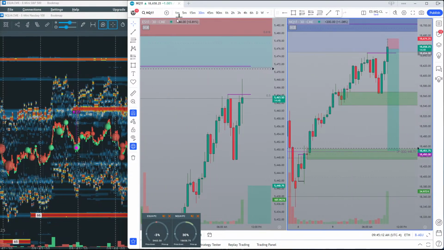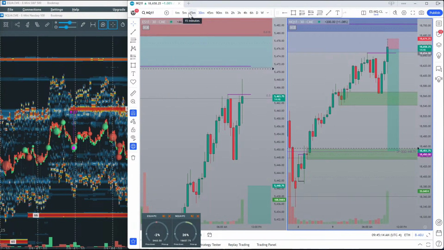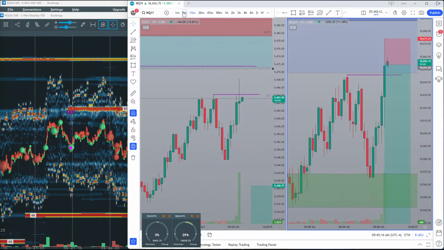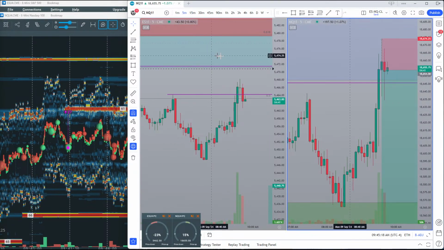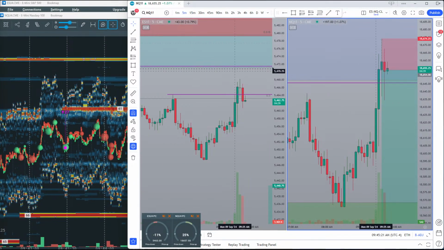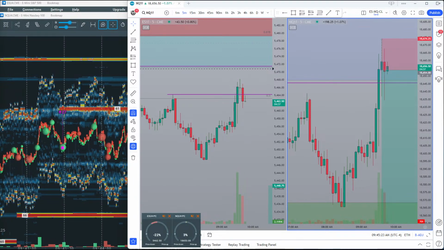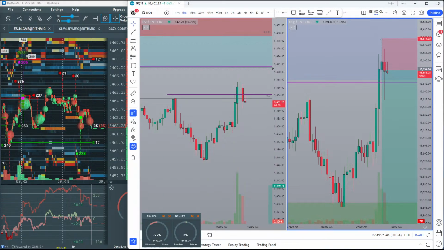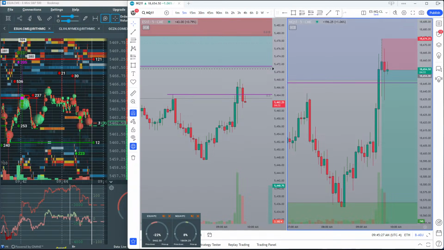Again, sort of waiting. Maybe let the 30-minute close. See what we get on the 30. See if we get any divergence on the 5 or anything. NQ, I'd rather take short than long, if anything. But yeah, Nvidia looks like it's ready to dump.